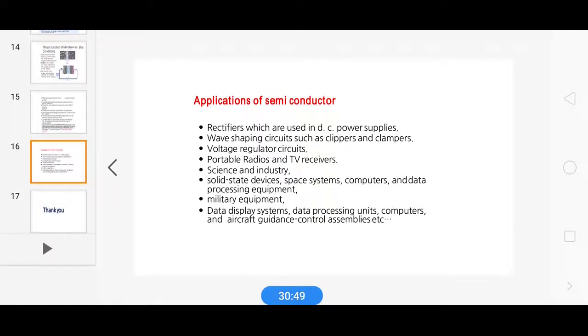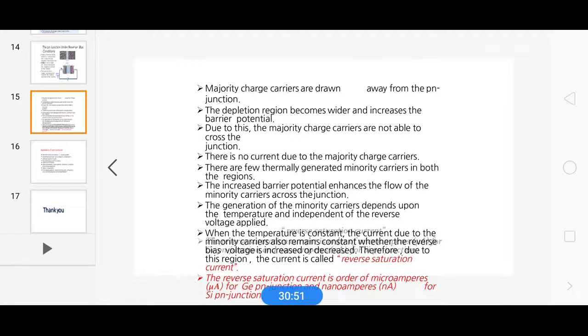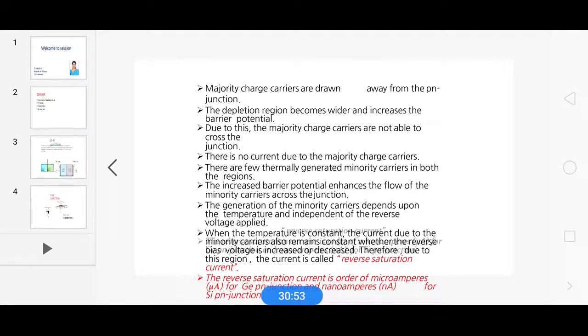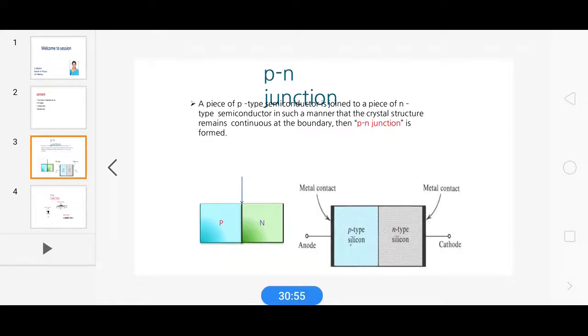So in this session we discuss the PN diode, the formation of depletion layer, and the biasing methods of PN diode.